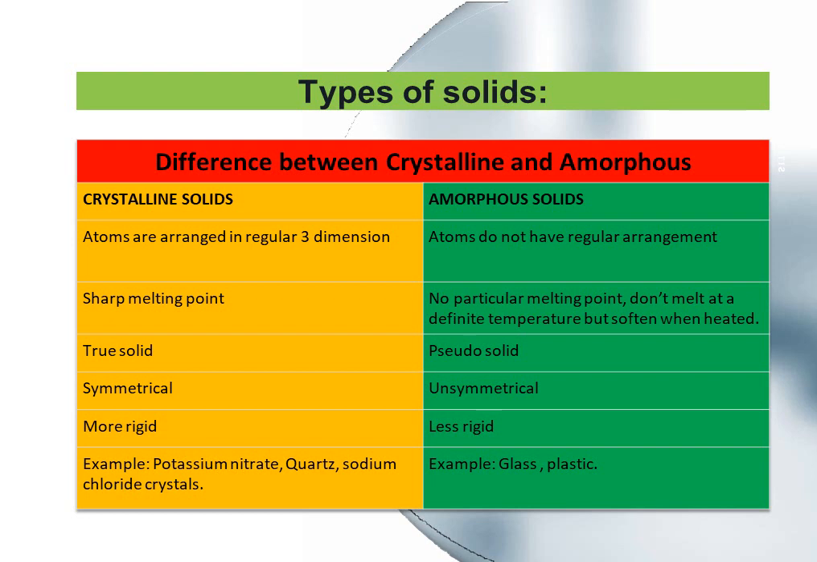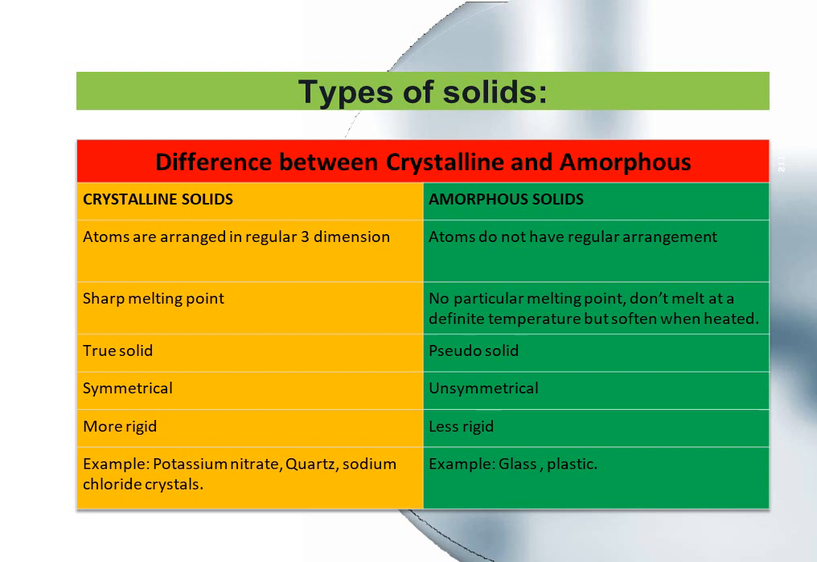Types of solid. Here we discuss only two types of solid: crystalline and amorphous solids, and also the difference between these two types of solids. In crystalline solids, the atoms are arranged in a regular three-dimensional pattern, while in case of amorphous solids, the atoms don't have a regular three-dimensional arrangement.